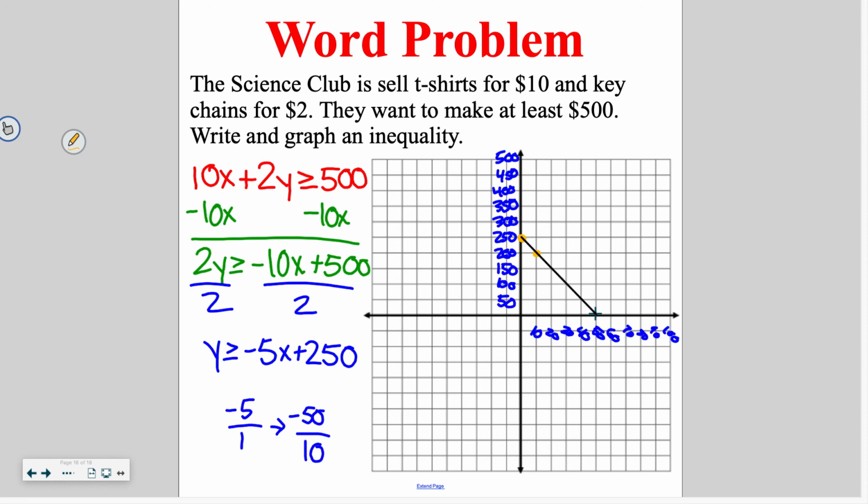The reason I am not continuing to extend that line is because that would mean I am going below 0, which we can't have negative money, we can't have negative t-shirts, and we can't have negative keychains. So all of those possibilities would be below that x-axis, so I don't want to include that area.